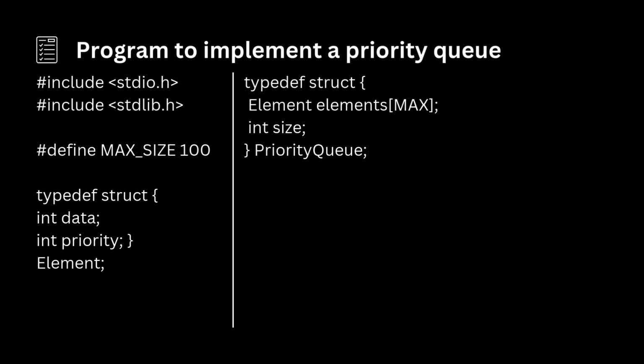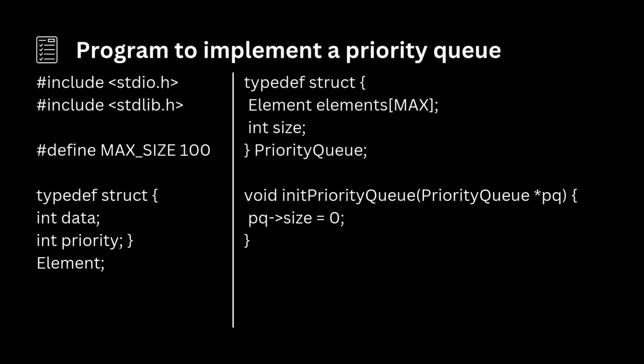And this structure defines a priority queue that contains two members: elements, an array of element structures. The MAX constant defines the maximum number of elements the priority queue can hold. Size is an integer representing the current number of elements in the priority queue. The priority queue structure can be used to manage a collection of element structures, where each element has a specific priority. The size member keeps track of how many elements are currently in the priority queue.